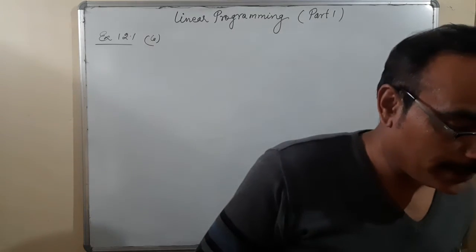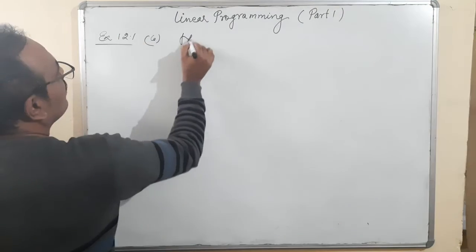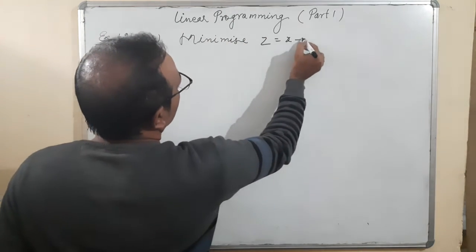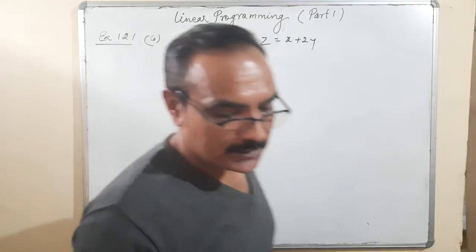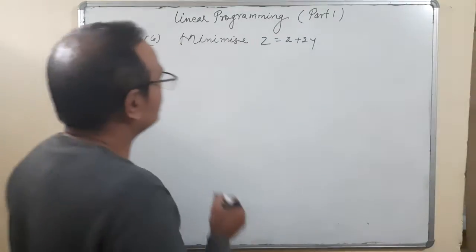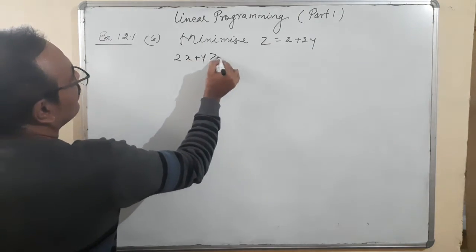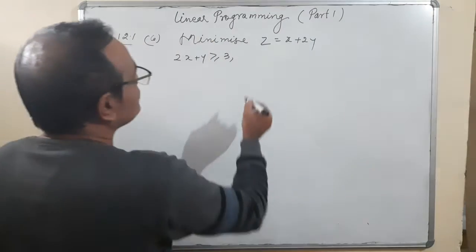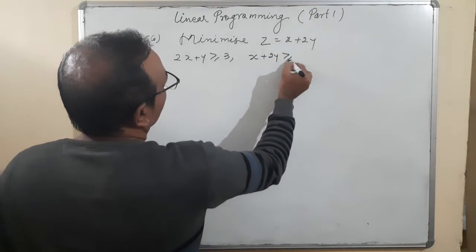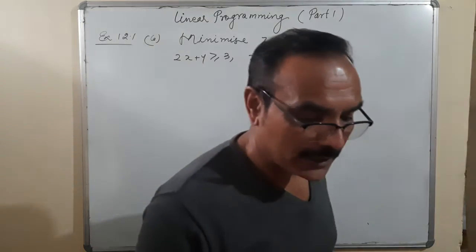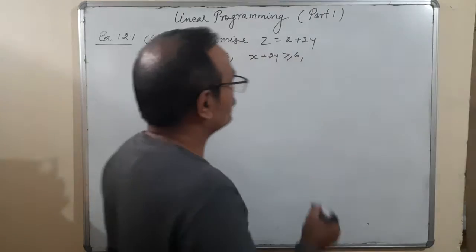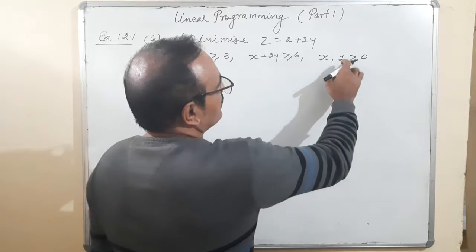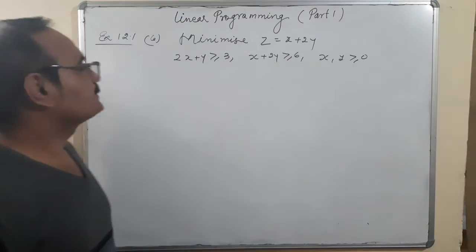In the sixth, it is given that minimize z is equal to x plus 2y, subject to constraints 2x plus y is greater or equal to 3. Second, x plus 2y is greater or equal to 6. And of course, third and fourth, x and y greater or equal to 0. So again, we are not going to use this x and y greater or equal to 0. That means this is the upside and right side. Okay.